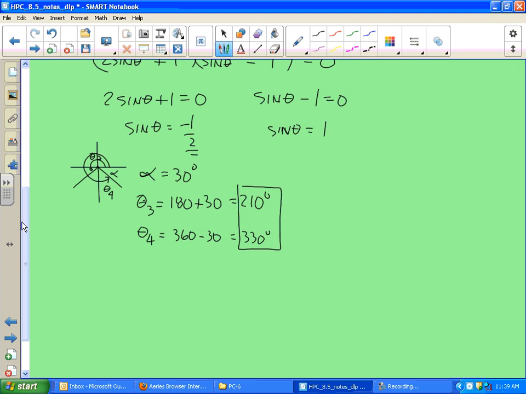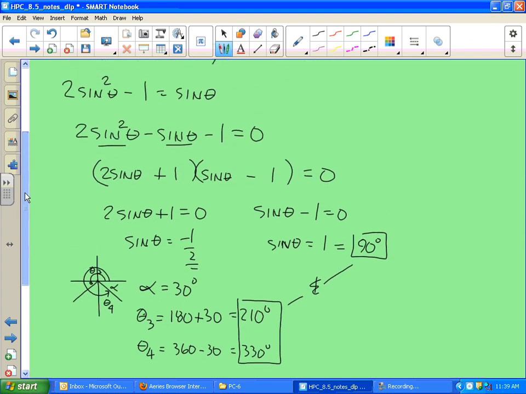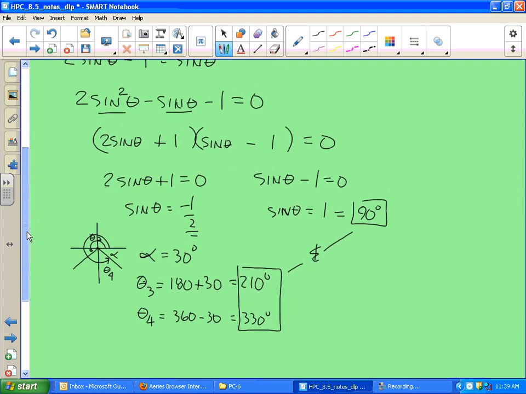And then for sine of theta equaling 1, we know that that happens at 90 degrees. So there are my answers: 210, 330, and 90. A little quadratic work there.